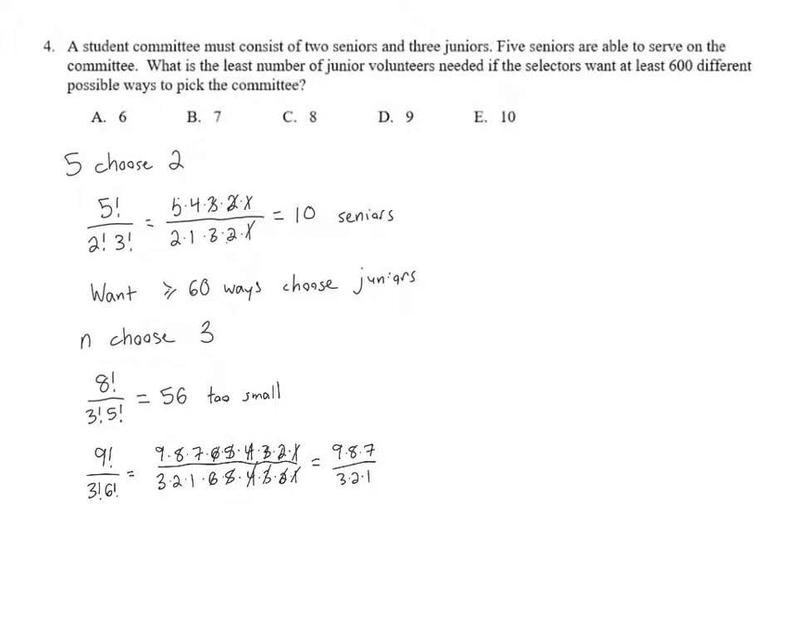And we can do some more reducing here. 9 and 3 are both divisible by 3. We can reduce by 3. That leaves us with 3. 8 and 2 are both reducible by 2. That leaves us with 4 and 1. And then we have 3 times 4 times 7 is 12 times 7, which is 84. This makes us happy because it's greater than or equal to 60. And that means we need at least 9 junior volunteers, which is answer choice D.